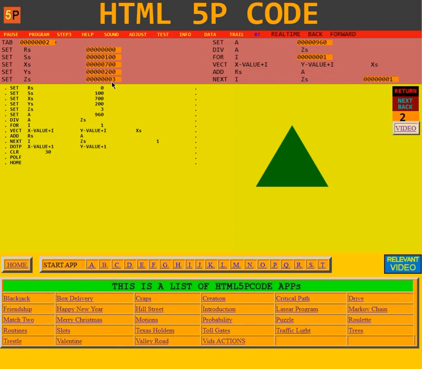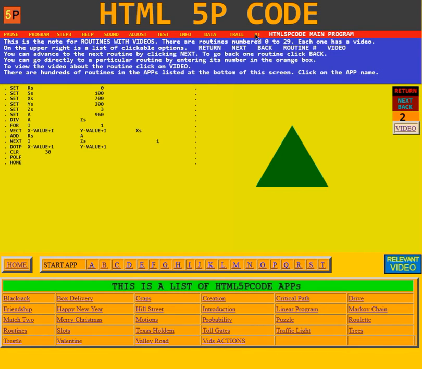That decides how many times it's going to create points, but it also divides Z into the 960 to get the value of A, which it uses to change the direction of the vector. First it went straight up, then it went straight down here, then it went straight over here. That's how it made the triangle. Well, we'll end RT, and that is the end of the routine 2 video.